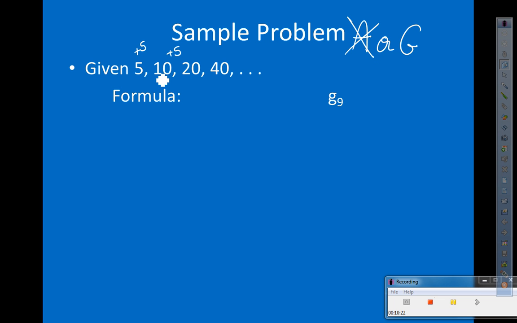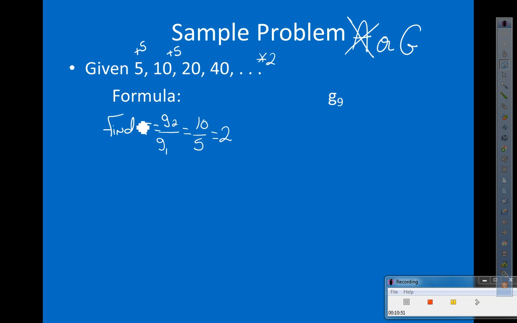To go from 5 to 10, 10 to 20, it looks like I'm multiplying by 2. I'm also going to give you a little shortcut. You might also put this on your note card. If you would like to find your R value and you just can't see it, your R is simply your second term divided by your first term. So in this case, 10 divided by 5 is 2.